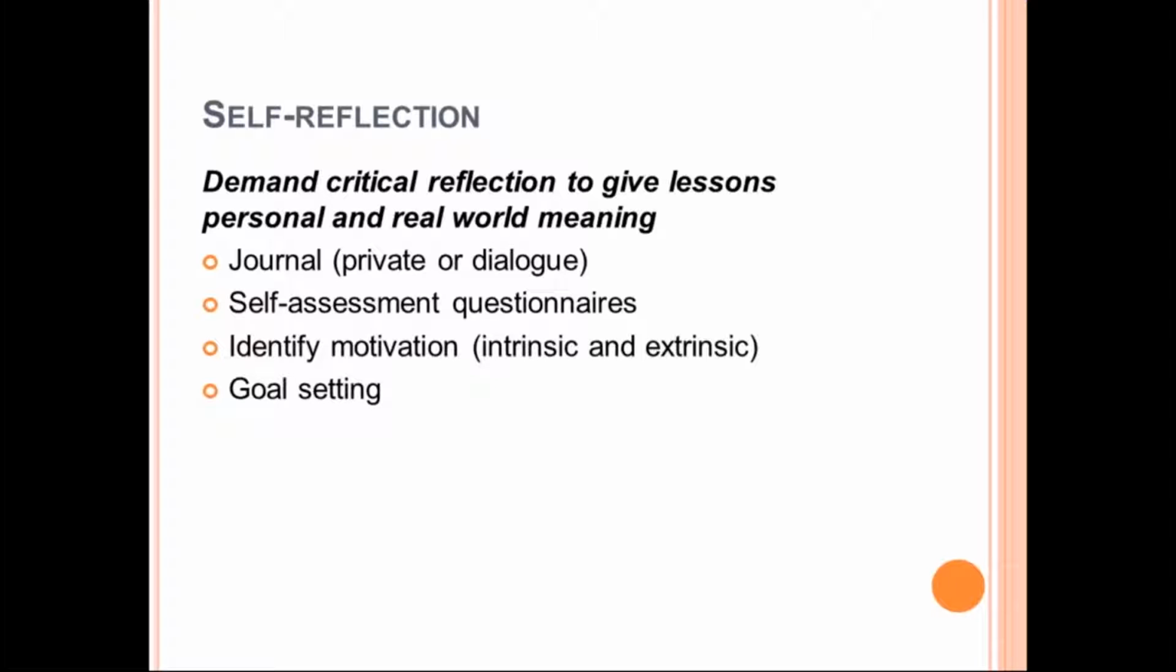By private, it's something that the student writes and it's only for them, so they can get personal, they can share it if they want, but if it's something really personal, they don't have to share it. A dialogue is when they write out a journal and they give it either to you as the teacher or to another classmate, and they get a response. So you would write something about how you felt, give it to someone, either the teacher or another classmate, and that person would read the journal entry and write a response so that it's a written dialogue, a back and forth. The second one is self-assessment questionnaires.